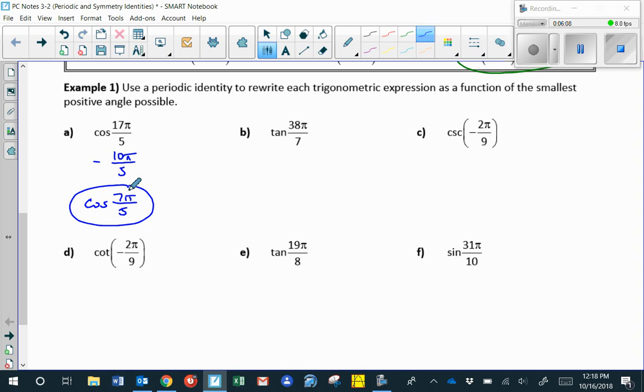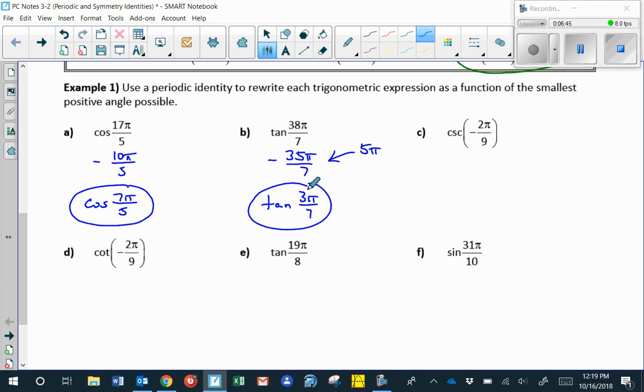The next one is a tangent function. And for a tangent function, we can subtract off any multiple of pi. So that means 7 pi over 7, 14 pi over 7, 21 pi over 7, etc. The biggest multiple that we can subtract off is 35 pi over 7, which is equivalent to 5 pi. So if we subtract that off, we can rewrite this as the tangent of 3 pi over 7.